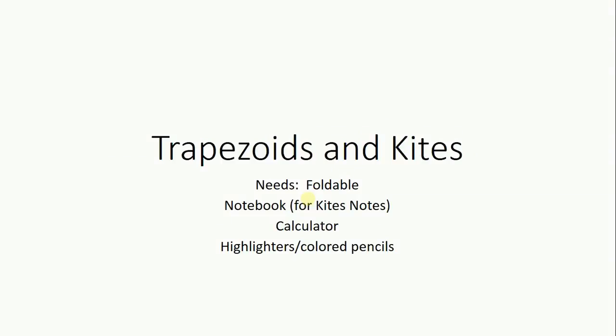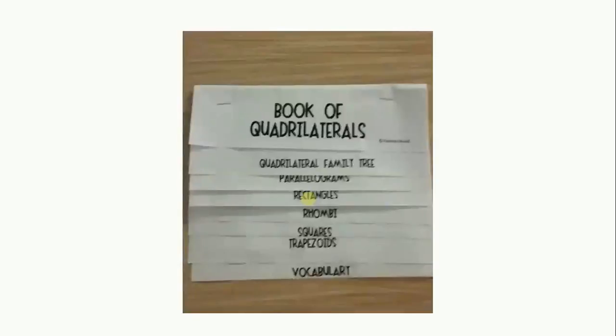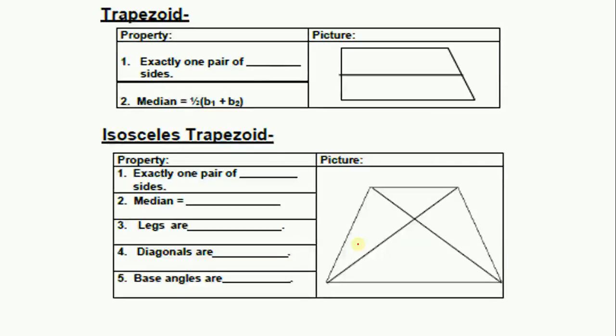So today we're going to look at trapezoids and kites, the last two quadrilaterals of this chapter. You're going to want to have your foldable out, your notebook for the kites notes, because notice kites is not on the foldable. And then a calculator, and some highlighting, some color pencils just to draw on the diagrams again. What we're going to look at is the trapezoids part of the foldable, and then we're also going to talk through kites, which is not on there.